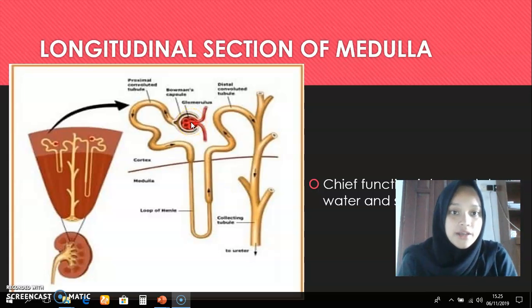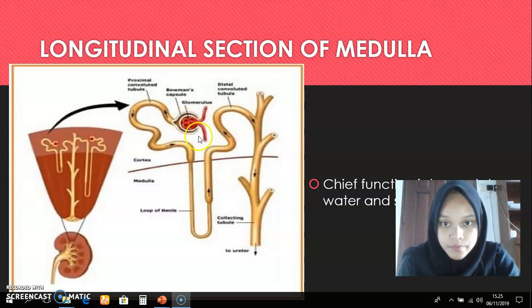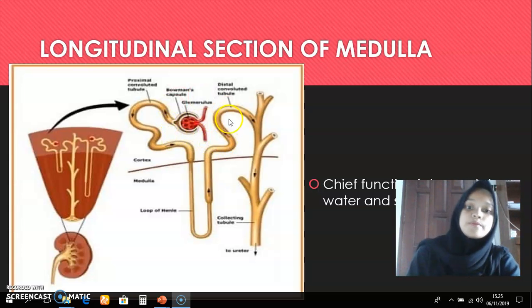The pressure in the glomerulus is high enough that it squeezes some of the fluid out of the blood, about 20% of it, into a cup-like sac called the Bowman's capsule. This is the glomerulus, and this is the Bowman's capsule.